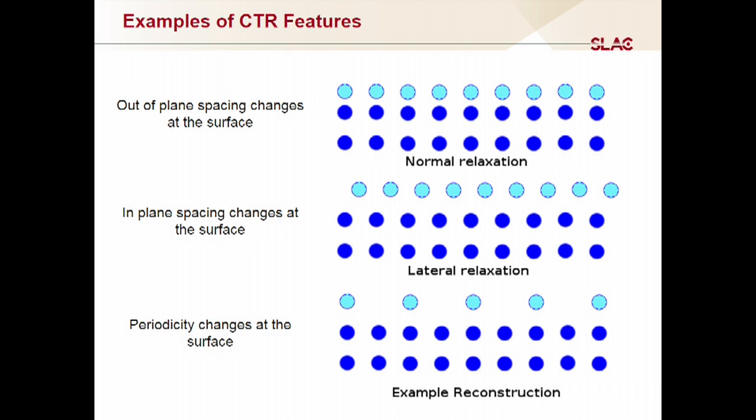And so what you can see then are things like out-of-plane spacing changes. If the surface relaxes and either contracts a little bit or expands a little bit, you can see if the in-plane spacing changes at the surface or if the periodicity at the surface changes. So if I lose every other atom on my surface layer, that's something that I can easily see.